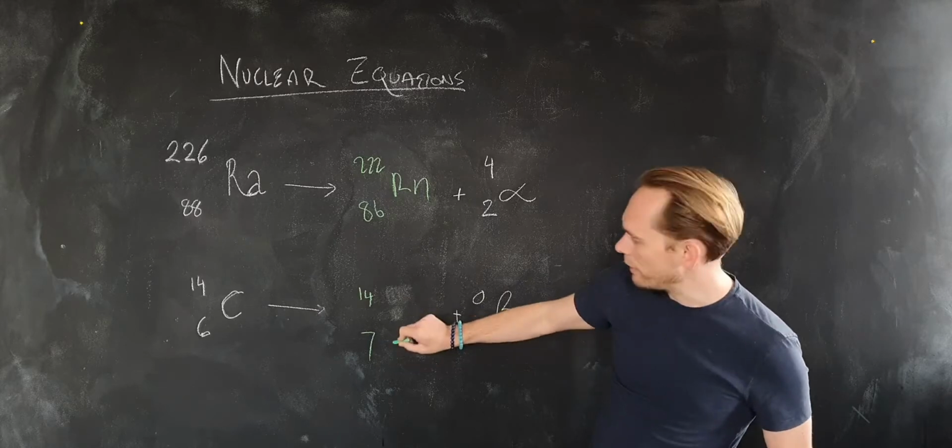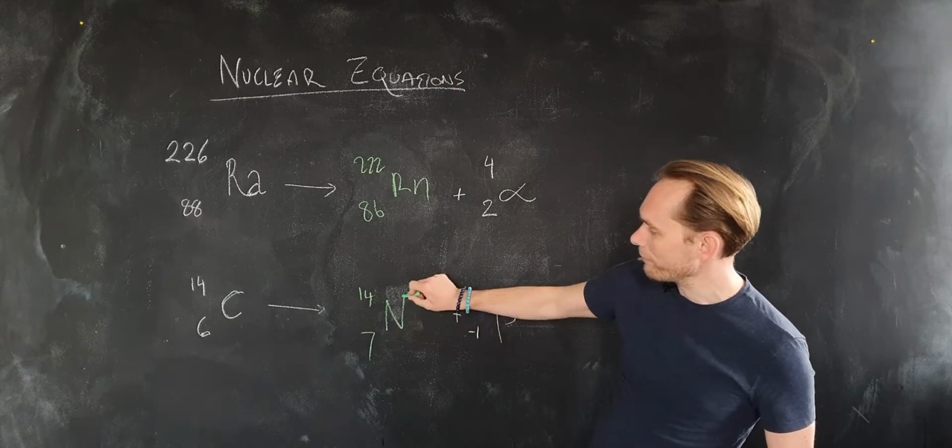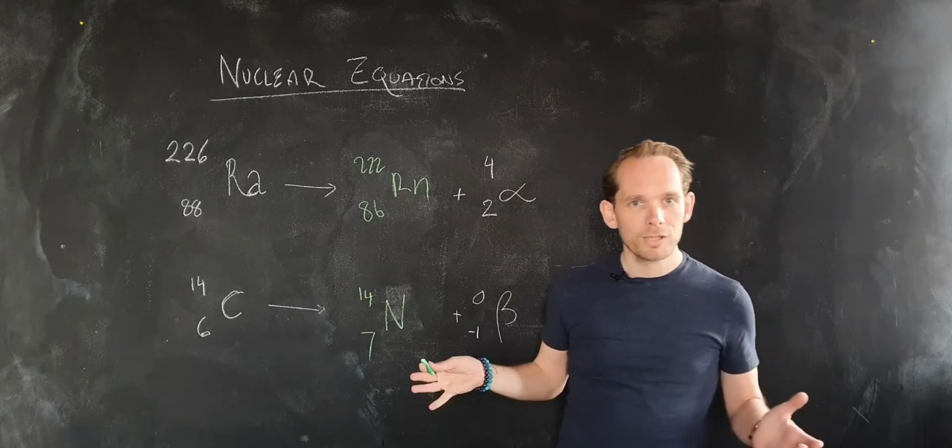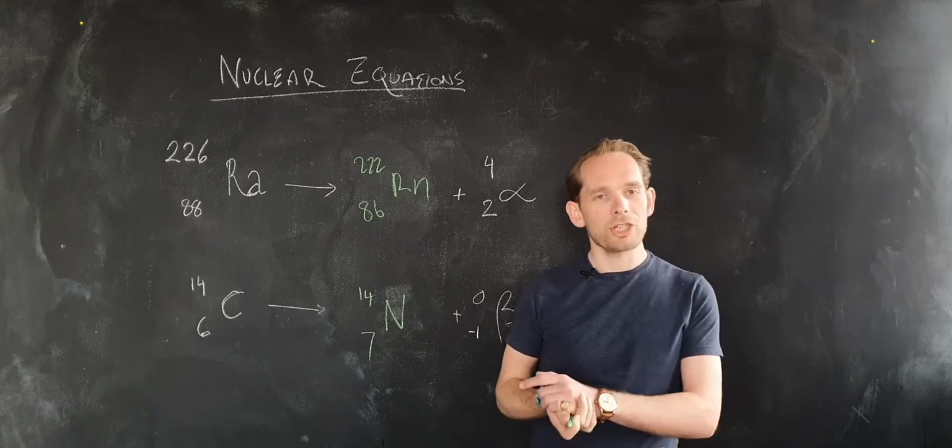And look it up on the periodic table. If you don't remember what number 7 is, it's nitrogen. Done. It's pretty straightforward actually once you get used to it.